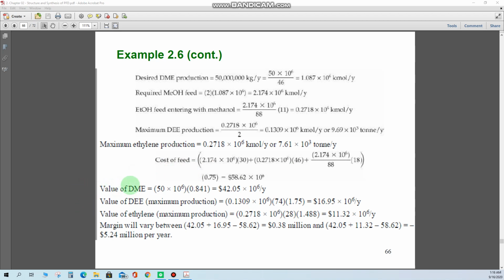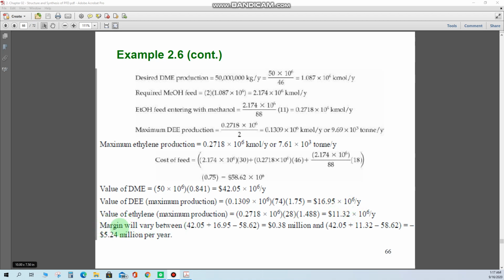Now for the value of the products, we can have dimethyl ether, diethyl ether, and the value for the ethylene. We have seen what the flow rates of dimethyl ether, diethyl ether, and ethylene are. We can multiply these with the cost and with the molar mass of the respective chemical. So we can have the value of all of these chemicals, and now we are in a position to see which process we can choose and which process we can ignore.